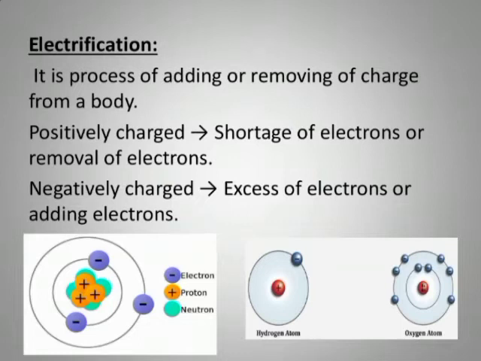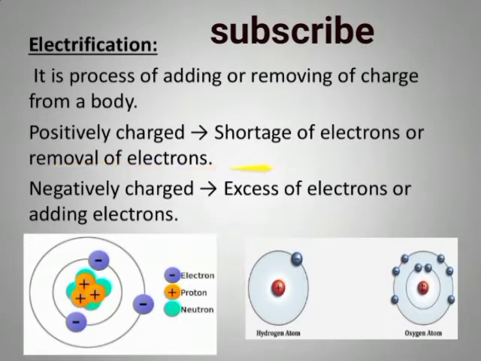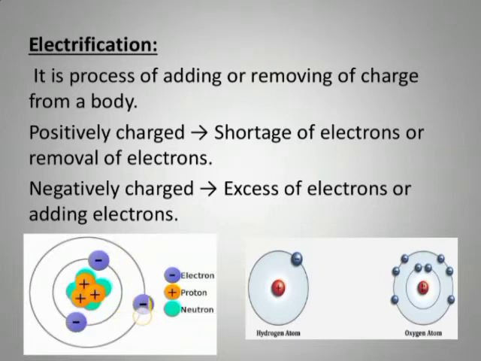Now, when will you call a substance, object or particle positively charged or negatively charged? Let us learn now. If I consider positively charged, a shortage or removal of electrons is called positively charged. Now, how do you say it is positively charged? Consider this atom has three electrons: one, two, three.